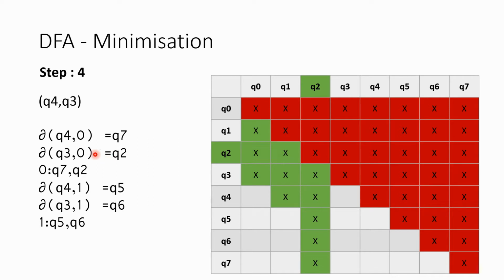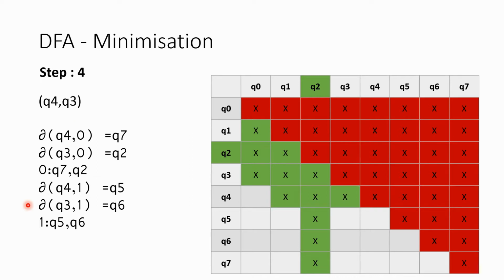Here we can find that Q4 on input 0 we get Q7, and Q3 on input 0 we get Q2. And for Q4 on input 1 we get Q5, and Q3 on input 1 we get Q6. So from the resulting tuple sets, Q7, Q2 is non-equivalent, so we can mark Q4, Q3 as non-equivalent as well.